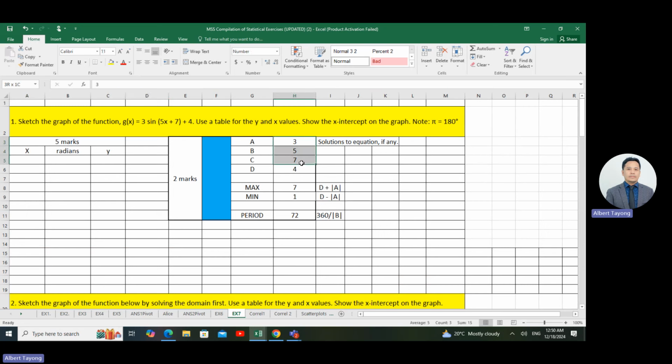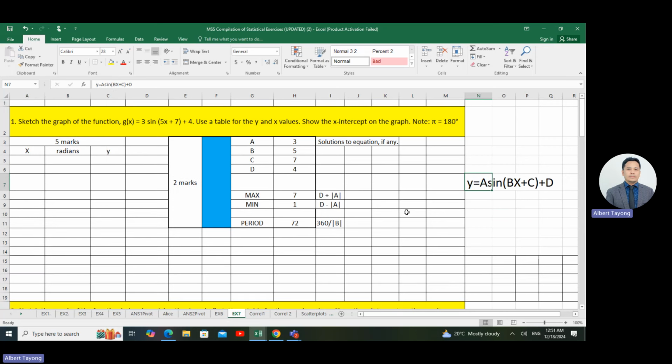The A, B, C, and D are there already. We have 3, 5, 7, and 4. Our A is 3. Our B is after the sine or after the cosine. And our C is 7. Okay. And our D is 4. So the standard form actually is y equals A sine, then we have bx plus c, then we have plus d. So this is the general form.